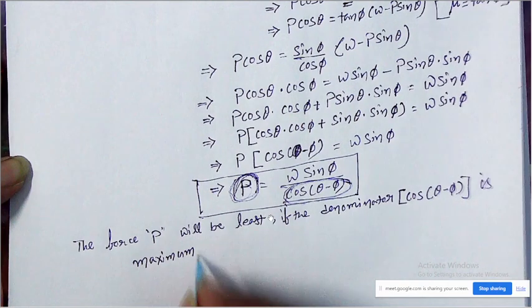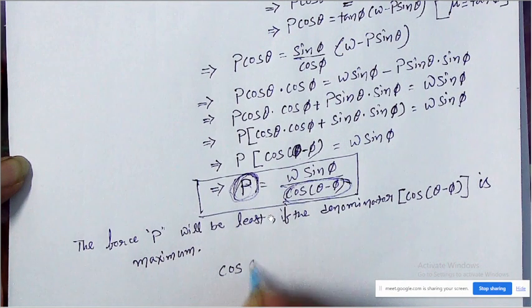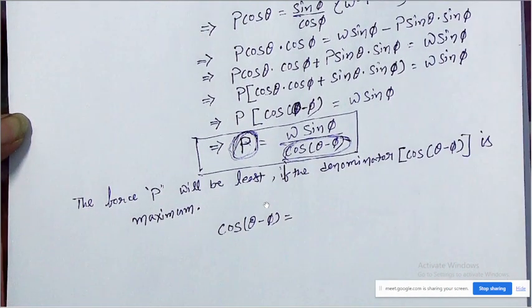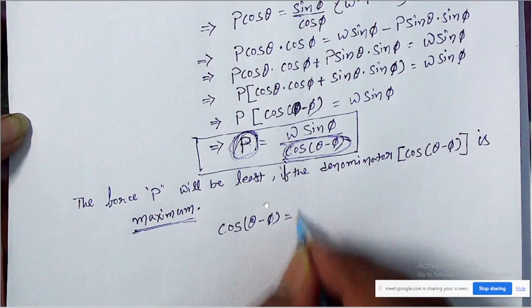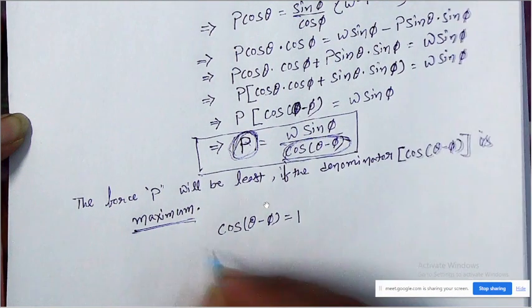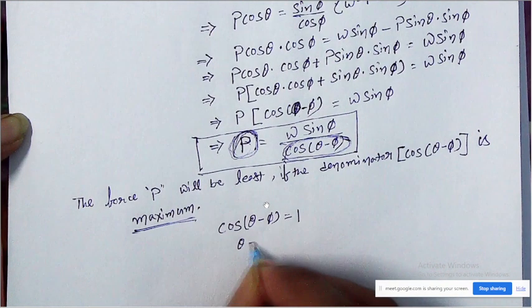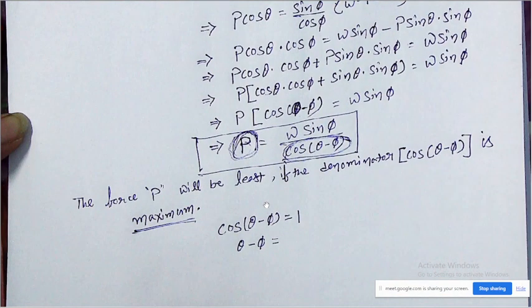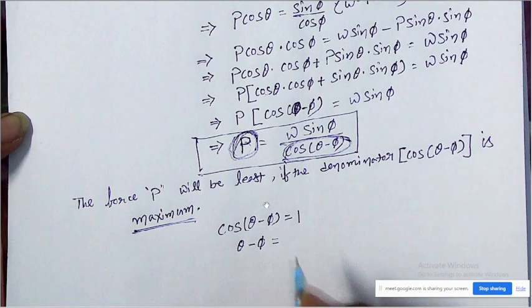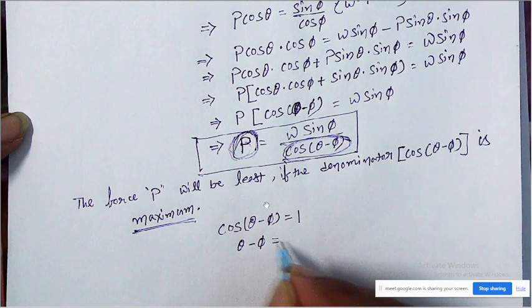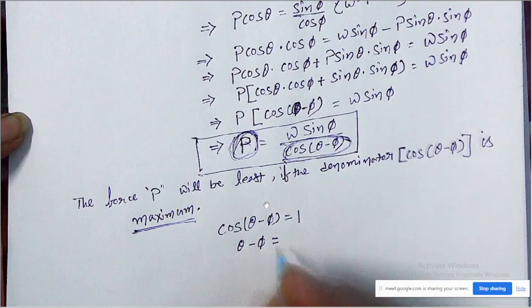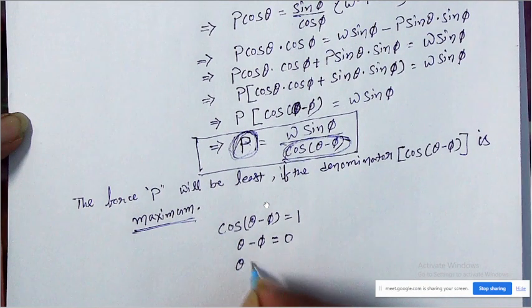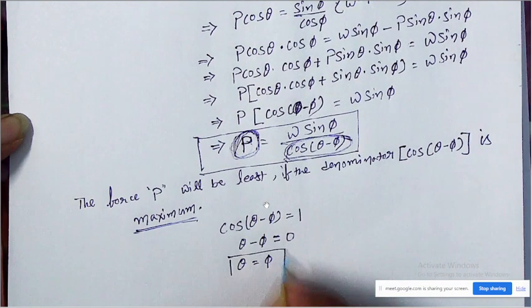Okay, so let us see, cos theta minus phi, when will it be maximum? 1. Cos 0 is 1. So theta minus phi is equal to cos inverse 1. Theta minus phi is equal to how much? Zero. So theta is equal to phi.